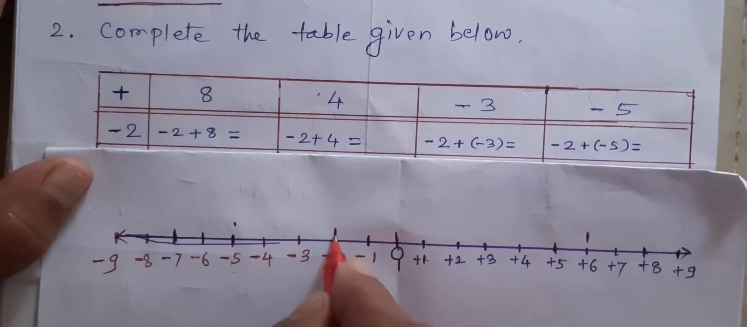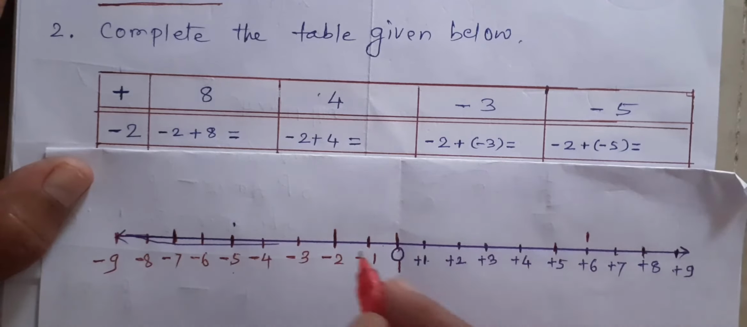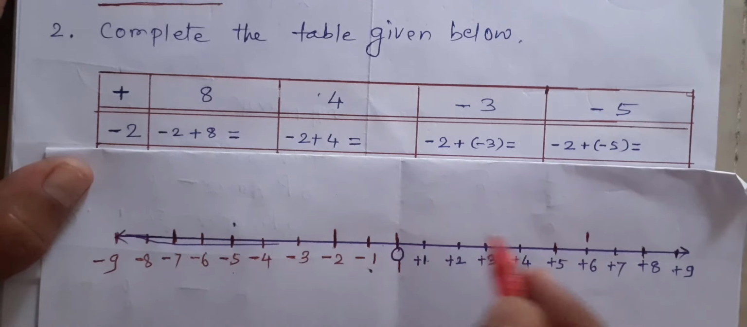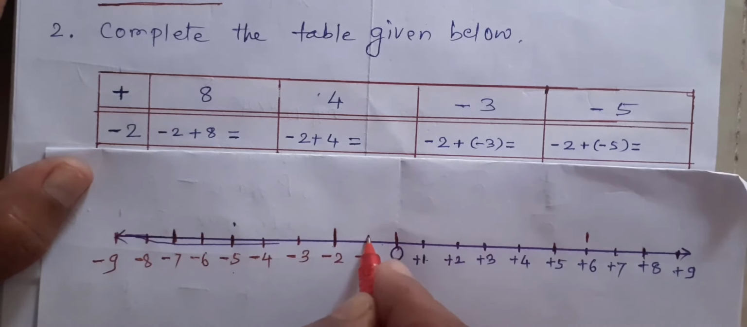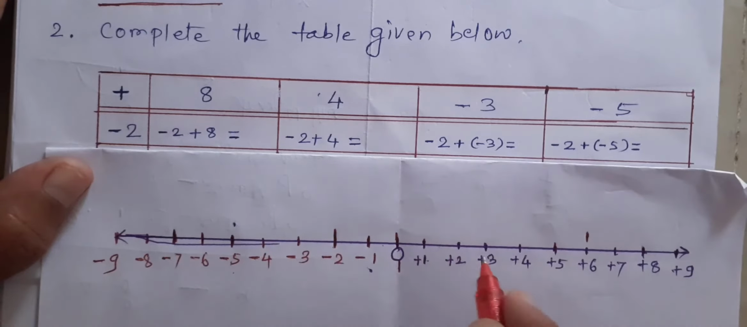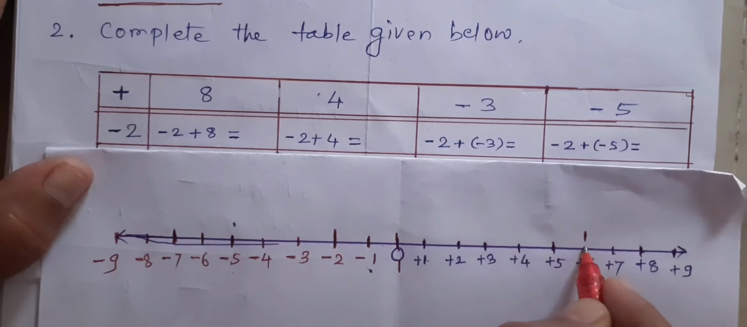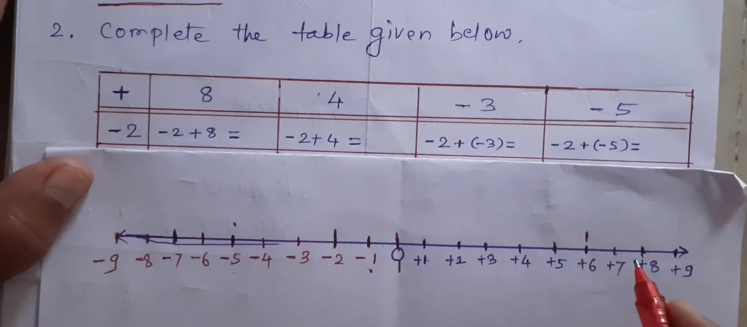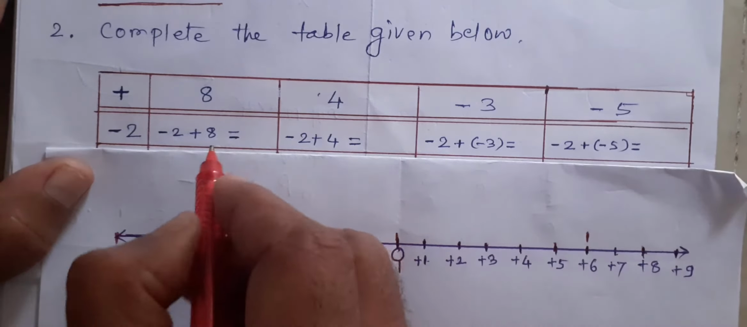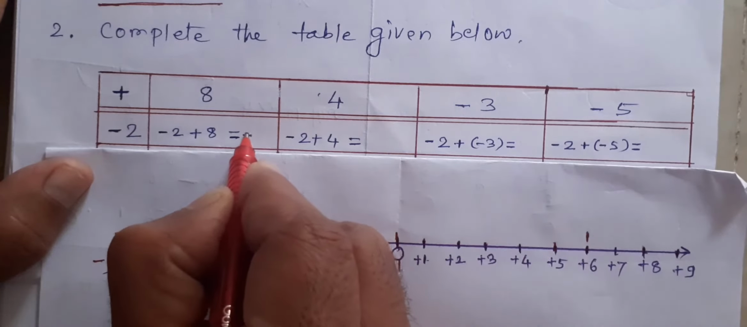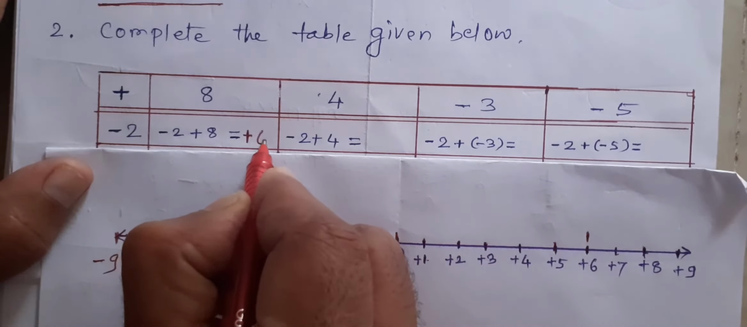So I am moving from this minus 2, 8 places right hand side. This is 1, 2, 3, 4, 5, 6, 7 and 8. So what will be the answer? The answer will be plus 6. Plus 6 will be the answer.